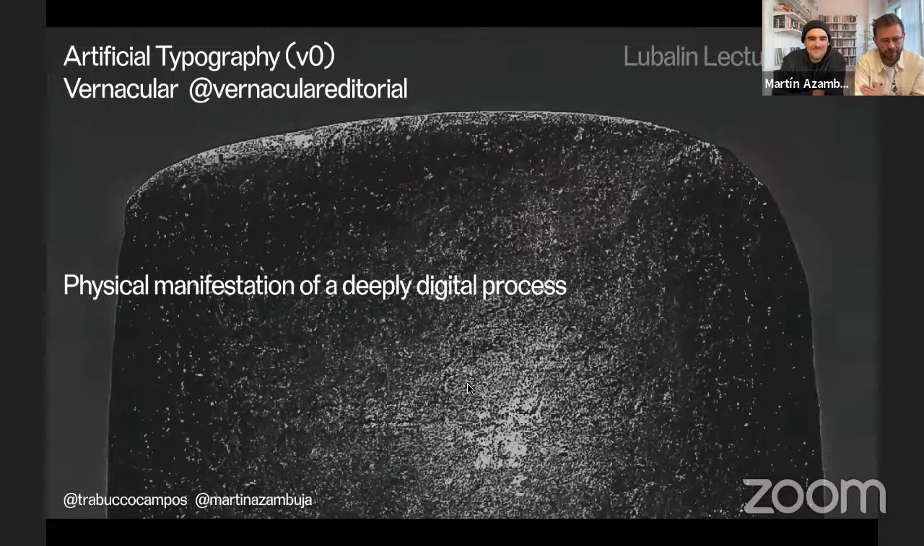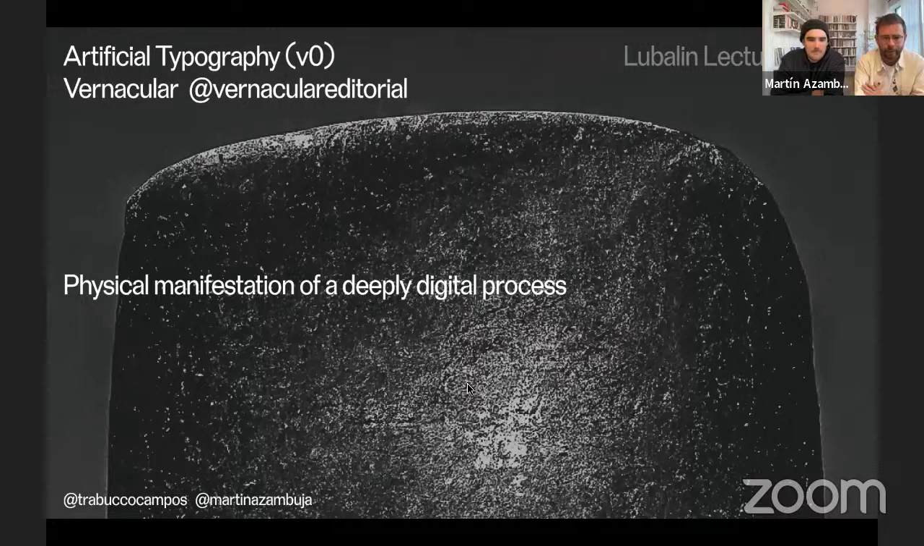We've been very close to the Lubalin archive for many years and have access to its properties all the time, and also its knowledge through Sasha, Kara, and team. So thank you so much for the invite. We're very, very humbled to be here.